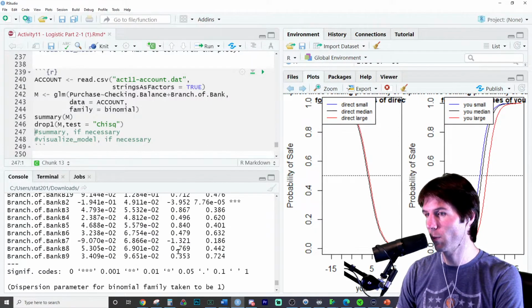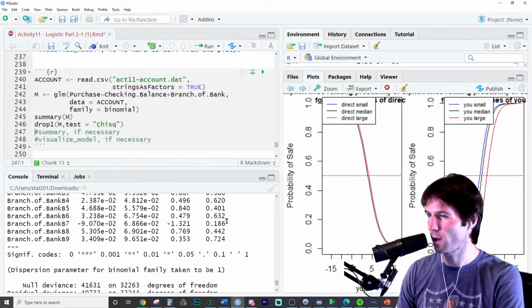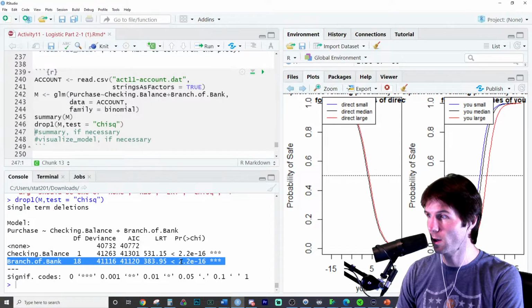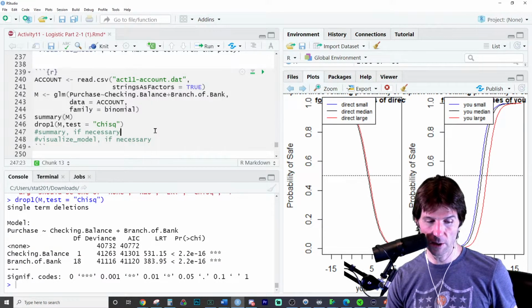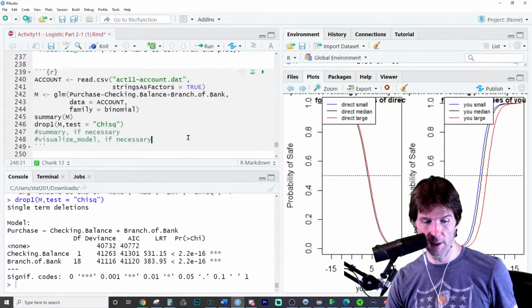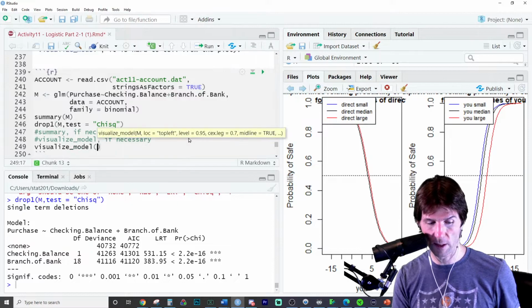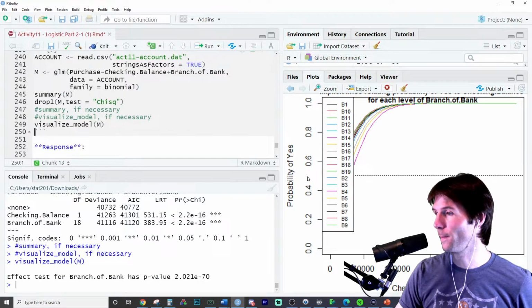We could have told you checking balance was significant alone by looking at the p-value for checking balance, because that's just one variable. Branch of bank, we have to look at the drop one to see if it is statistically significant. Summary, we looked at that earlier. Visualize model. I guess we can do it, right? Ooh, it's going to be interesting, right? That's what I thought. Wow, that's cool.